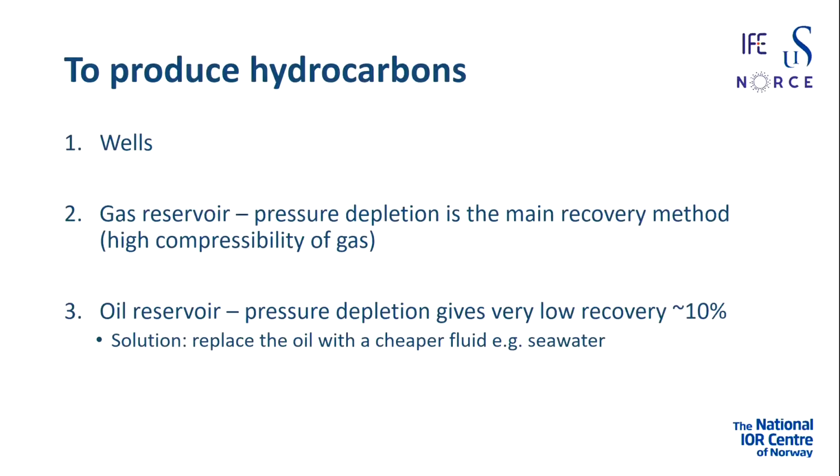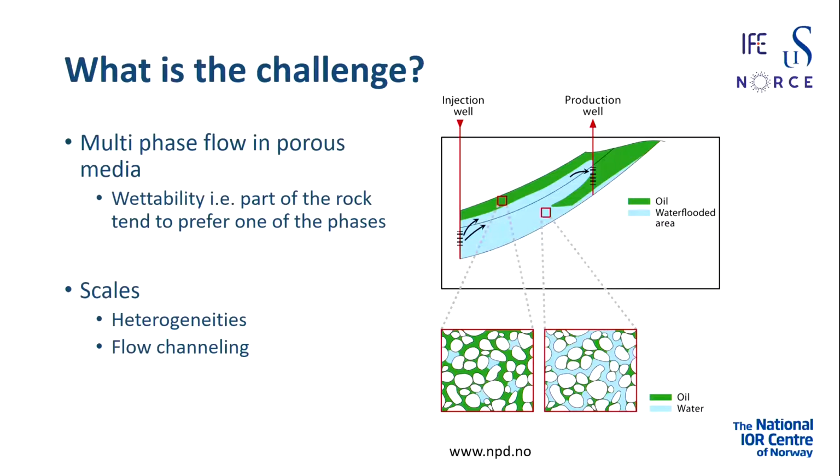So the real easy solution, at least offshore Norway, is that you replace the oil with a cheaper fluid. So in Norway, you inject seawater, and then the seawater is left and you produce oil. It sounds simple, but it's not really that simple, because now you have multi-phase flow in porous media, and it's not really well described mathematically. And what tends to happen is that you inject water, and in some places you might displace the oil, as you can clearly see here.